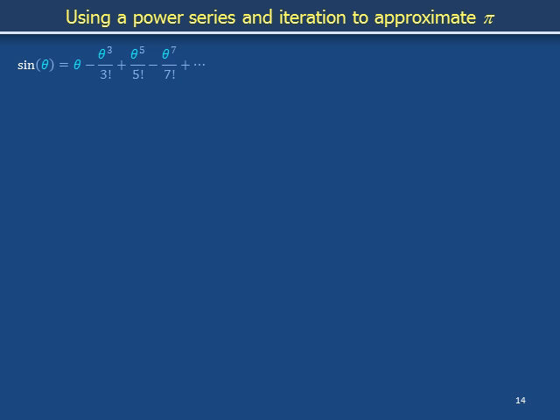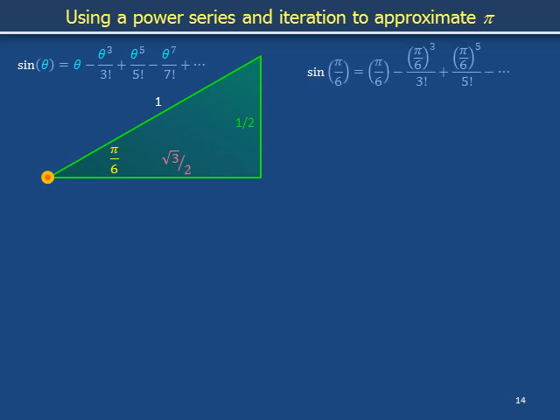In the video on trigonometry, we drew a series of right triangles to approximate pi, including this right triangle with hypotenuse of length 1, subtending an angle of pi over 6, with legs of length 1/2 and root 3 over 2. Sine of pi over 6 can be evaluated by substituting pi over 6 into the power series. The sine of pi over 6 is also the length of the leg opposite the yellow label for the angle pi over 6. This length is 1/2.